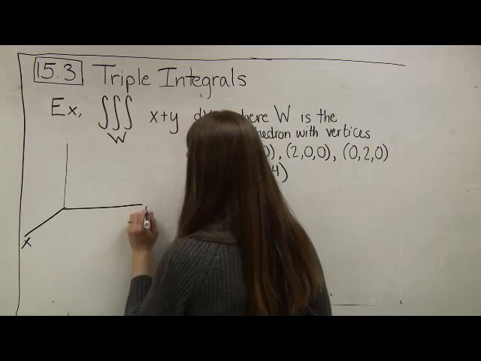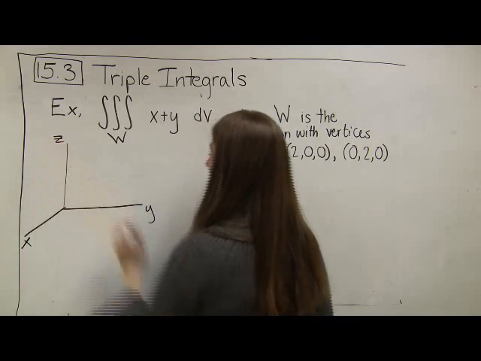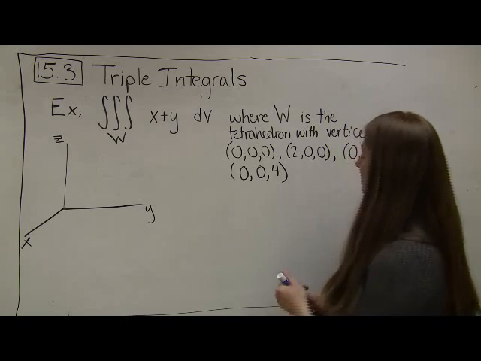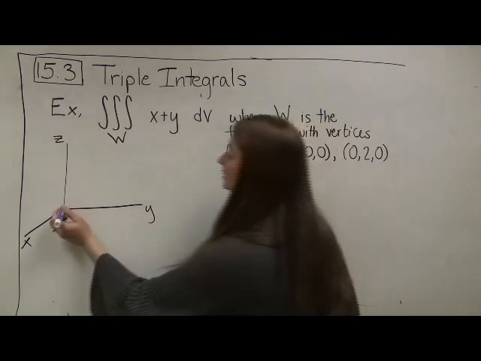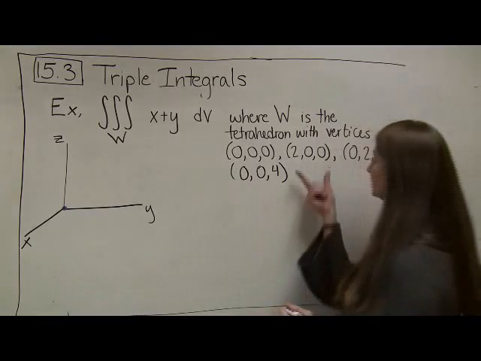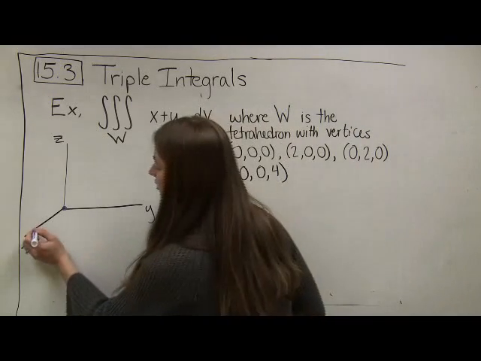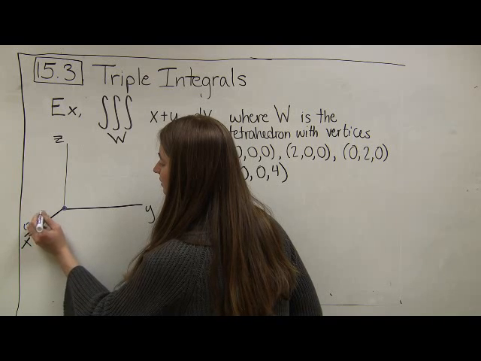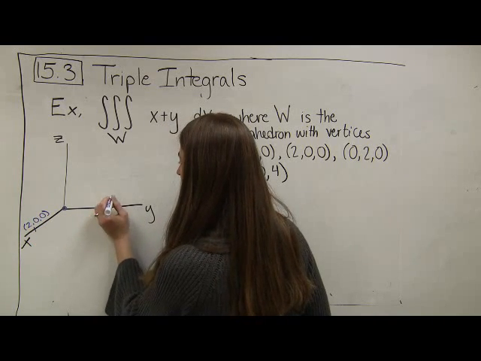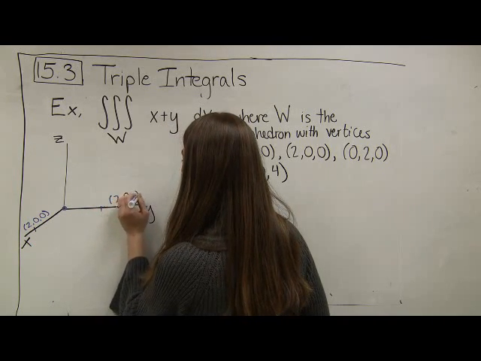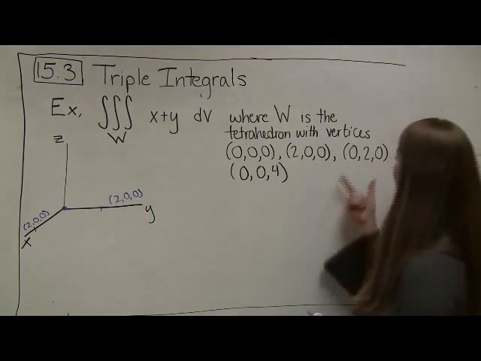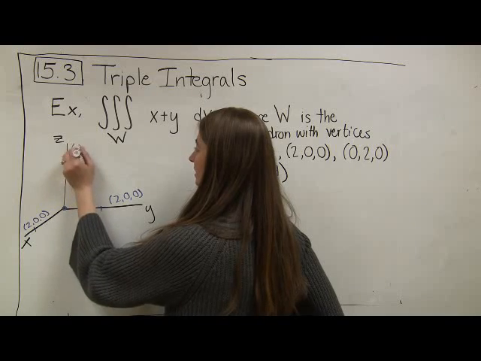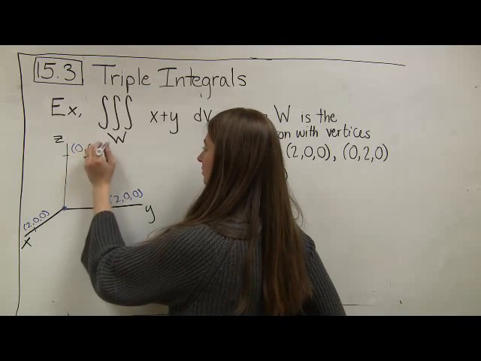And the x, y, z axes are drawn. So we know the vertices of this tetrahedron. We have one right at the origin. We have another vertex where my x value is equal to 2, so I'll label this point (2, 0, 0). We have another where y is equal to 2, (0, 2, 0). And finally, we have one along the z-axis at the point (0, 0, 4).